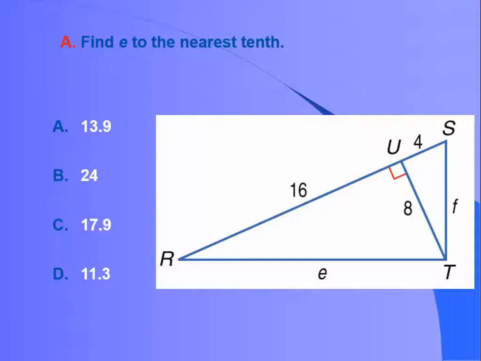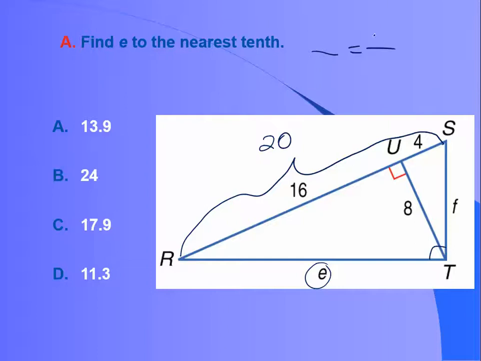Okay, so if we're trying to find E, how are we going to do that? E is a leg of this big right triangle, and 8 is the altitude, and 16 and 4 are pieces of our hypotenuse. So what is the length of the entire hypotenuse? It's 20. Okay, so our leg E is the geometric mean.